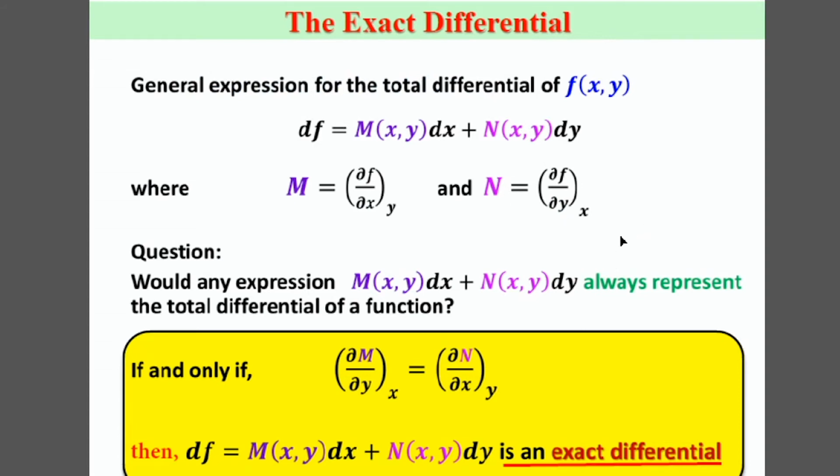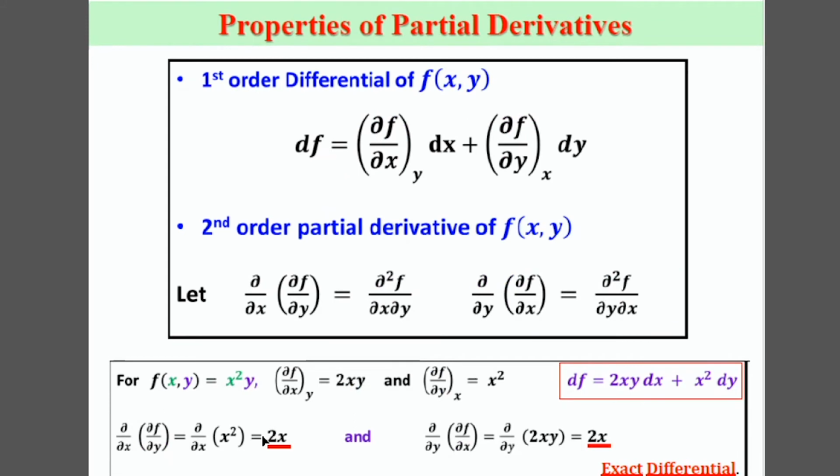So the question is, would any expression like M(x,y) dx plus N(x,y) dy always represent the total differential of the function f? This form will represent the total differential of the function f only when the differential of M with respect to y and the differential of N with respect to x become equal. That's what we had seen. These double differentials were equal. So it became a perfect differential.